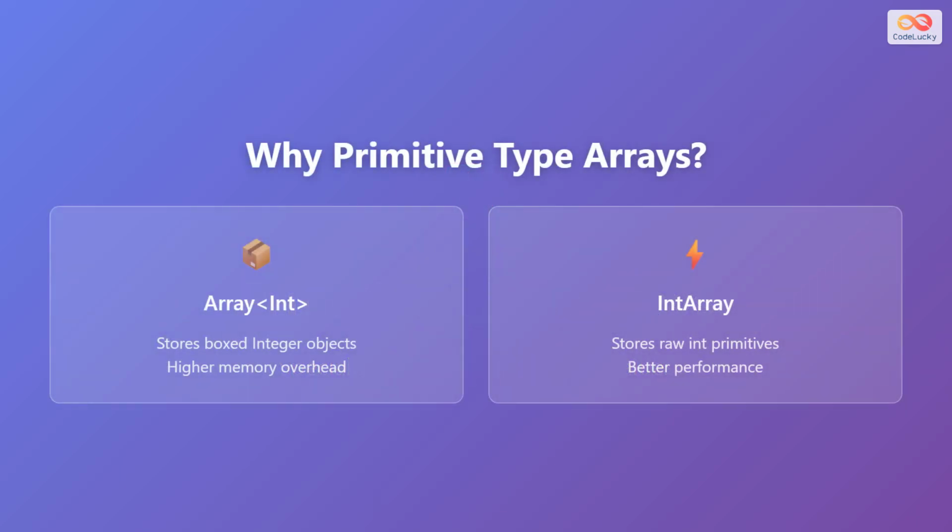Let's understand why primitive type arrays exist. When you use Array<Int>, Kotlin stores boxed Integer objects. Each element is wrapped in an object, which adds memory overhead and reduces performance. In contrast, IntArray stores raw int primitives directly in memory. This means no boxing, no wrapper objects, and significantly better performance. The difference becomes noticeable when working with large datasets or performance-critical applications.